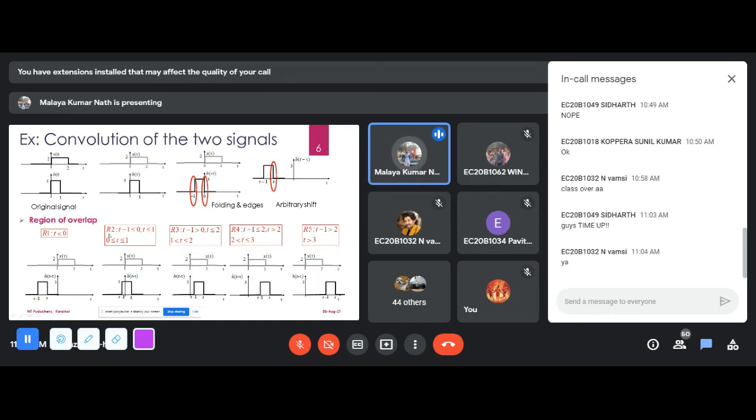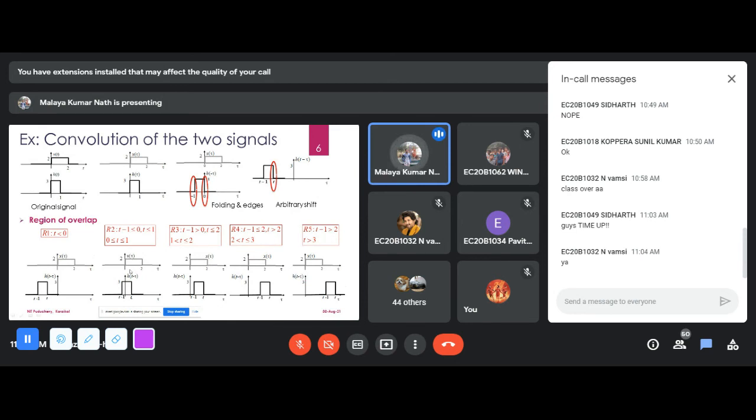Now, what we have to do is find the region of overlapping in the case of continuous signals, and multiply the overlapping regions. Just look here. In this case, this is x(tau), and this is h(t minus tau). There is no overlapping here. As there is no overlapping, the multiplication output is equal to 0.